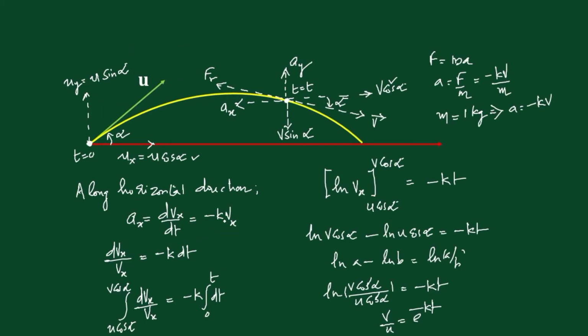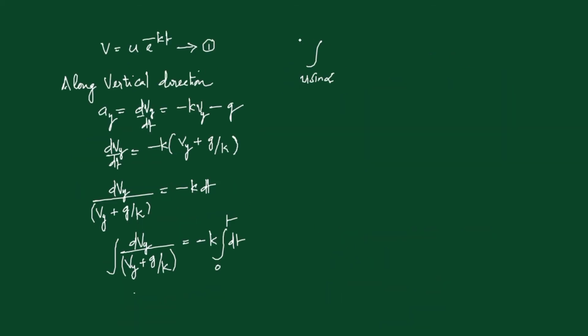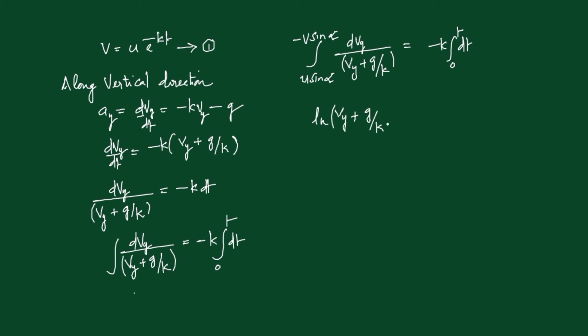At t is equal to 0, the vertical component of velocity is u sin alpha, and at t is equal to t, the vertical component is v sin alpha, but it is in the downward direction, so it is negative. So the integration is from u sin alpha to minus v sin alpha. We can write the integral from u sin alpha to minus v sin alpha of dvy by (vy plus g by k) is equal to minus k times the integral from 0 to t of dt. On integration, we get natural log of (vy plus g by k) from u sin alpha to minus v sin alpha is equal to minus kt.